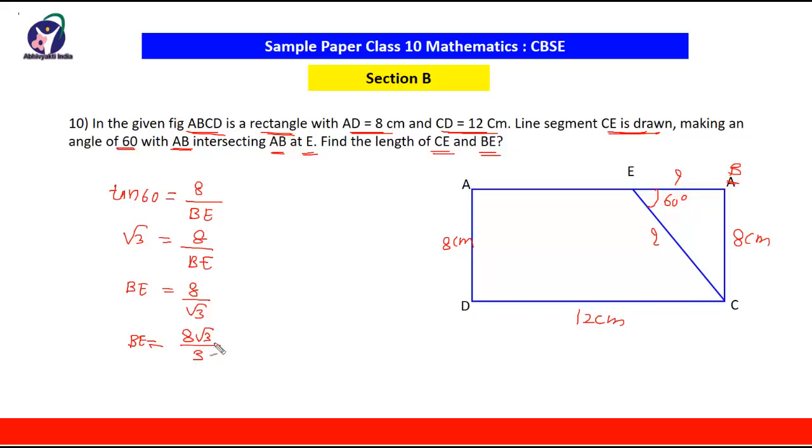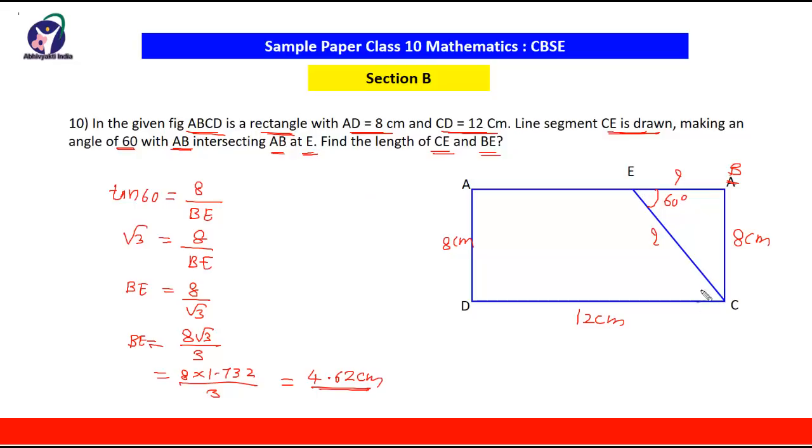So root 3 value will be 1.732. So which is equal to 8 into 1.732 divided by 3. And if you solve this, you will get it as 4.62. So the BE distance will be 4.62 centimeter. So write BE is equal to 4.62 centimeter and highlight it.